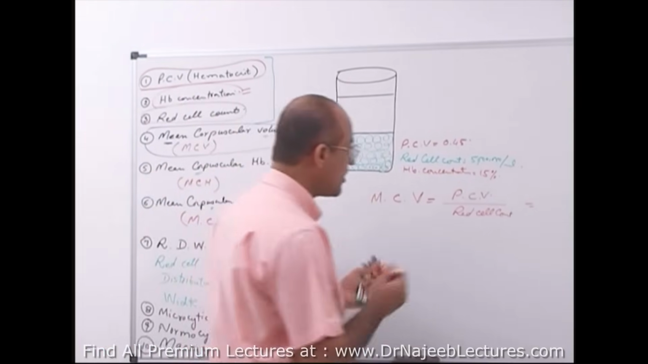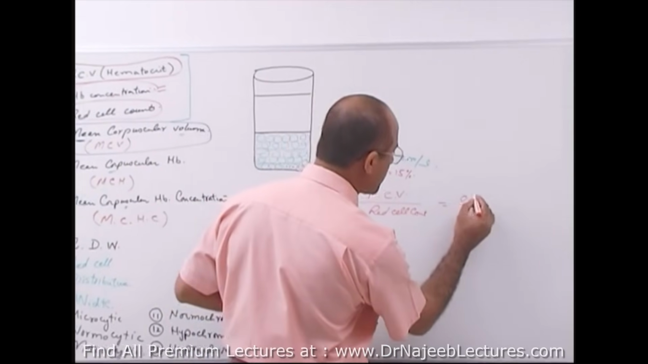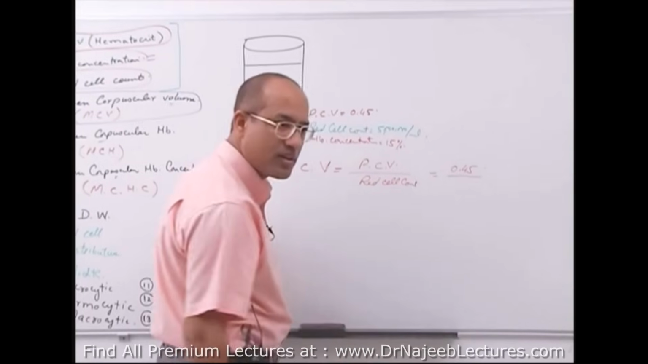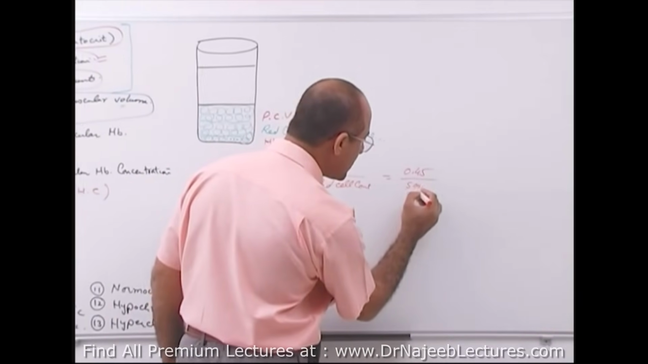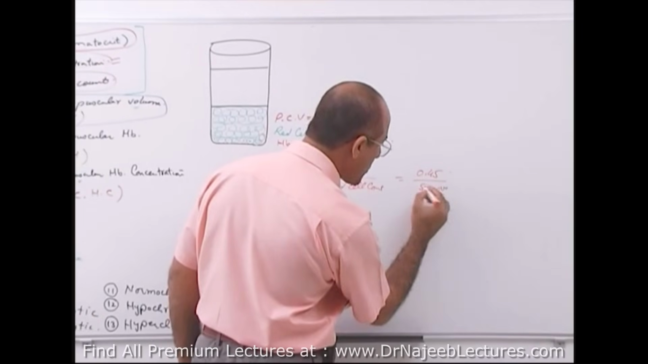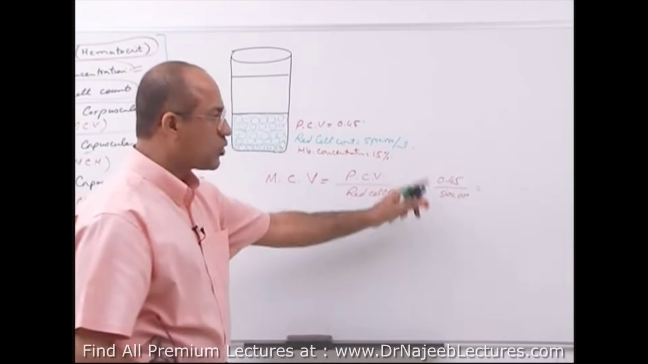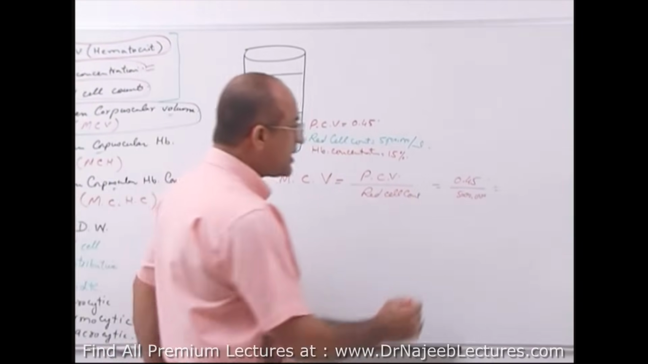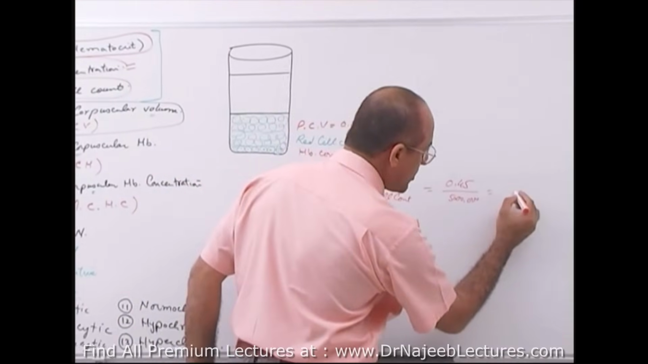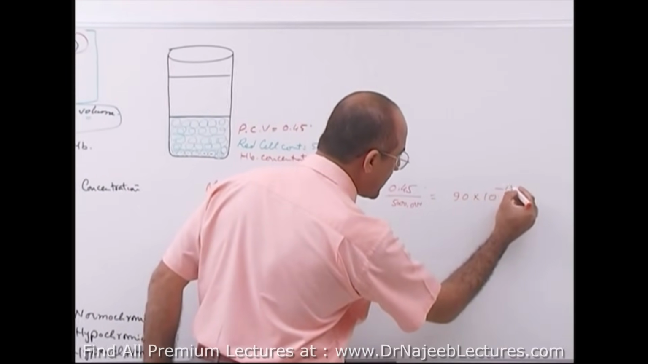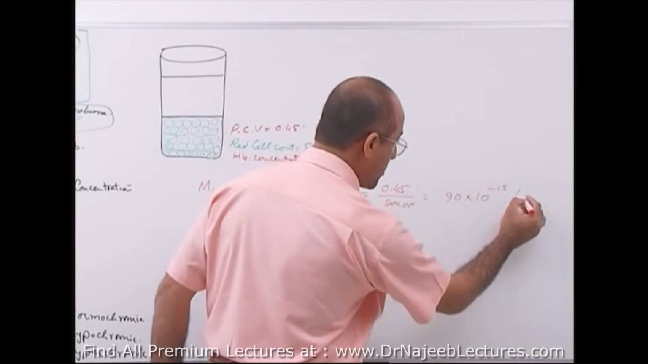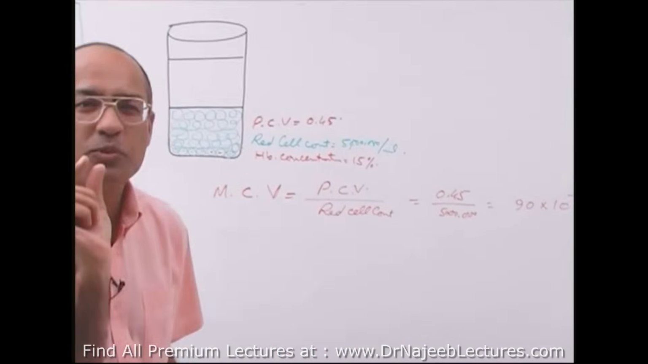Now, packed cell volume was how much? 0.45, and red cell count was 5 millions, right? When you correct the unit, it will become 90 into 10 to the power minus 15 liter. Oh my God, one RBC is very small.